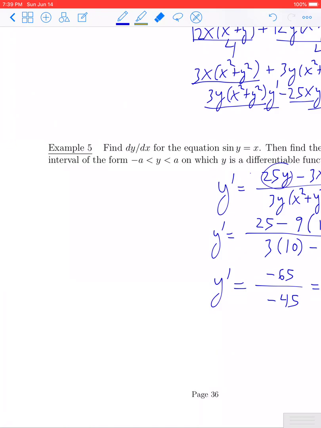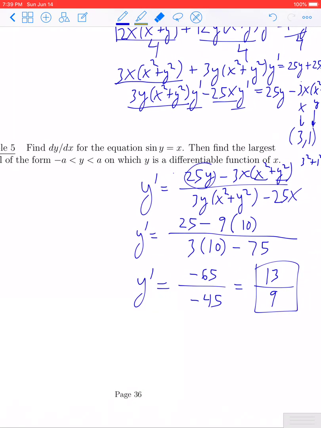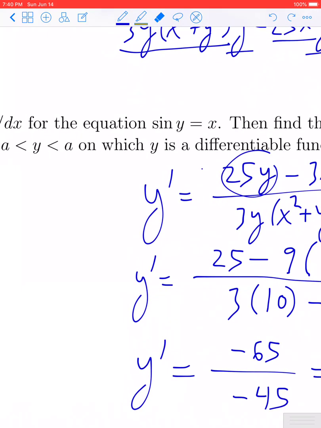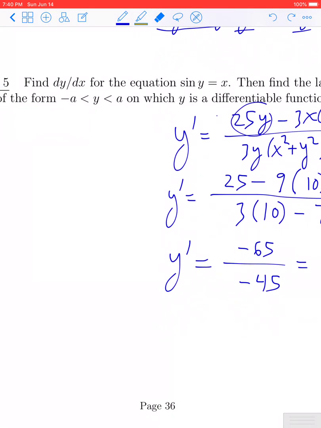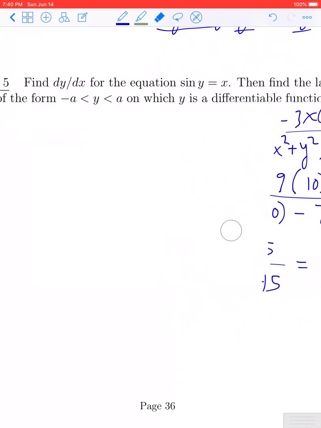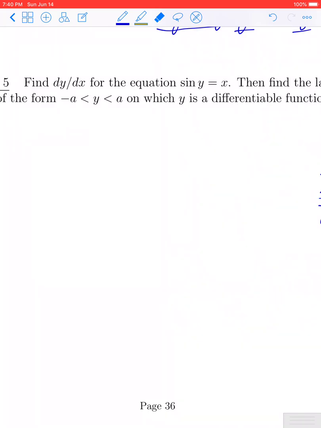Let's take a look at example 5. In example 5, they say find dy dx for the equation sine of y equals x, and then find the largest interval of the form negative a less than y less than a, on which y is a differentiable function of x. So let's go ahead and do this. So we're going to begin by taking the derivative of both sides. So we're going to do d dx of the sine of y.